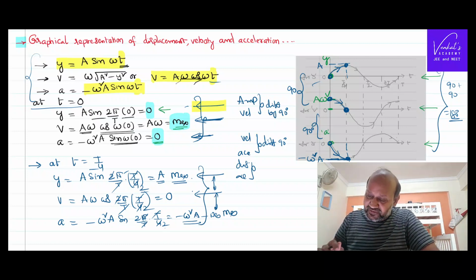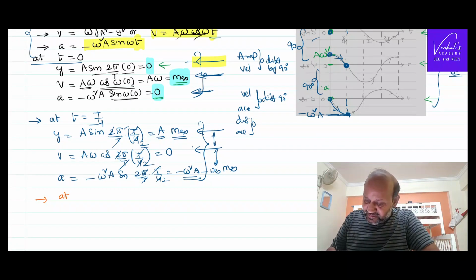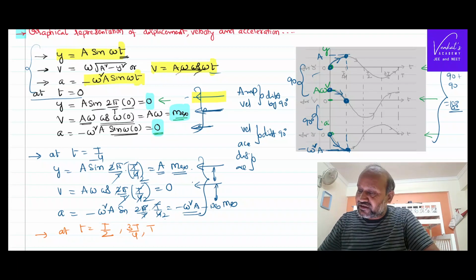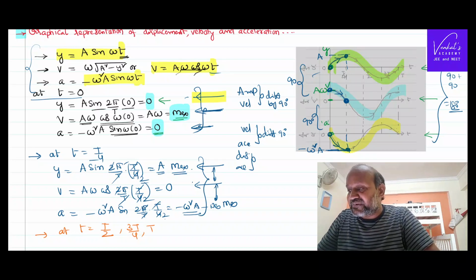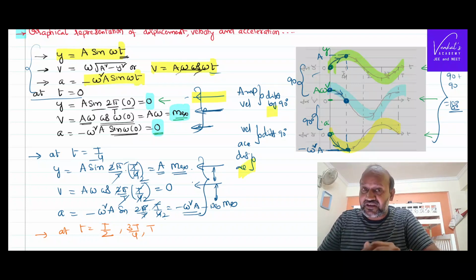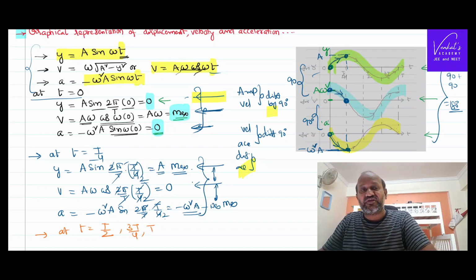If you proceed further and find the values at t equal to T by 2, then at 3T by 4, and at T, you can get a continuation of this graph. You can see how each of these graphs proceeds further. I just want you to do that yourself and check. But from this graph, we can conclude that displacement and acceleration are opposite to each other, having a phase difference of 180 degrees. They are of course proportional, but they are opposite to each other. That kind of motion is called simple harmonic motion.